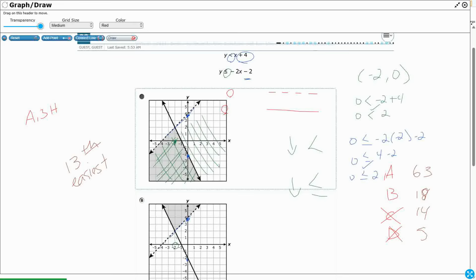I could look by the greater than, less than, or greater than or equal to, less than or equal to inequalities to see whether it can be a solid or dashed line, and then I can identify the correct lines simply by looking at the y-intercept. And so that's not that difficult for our students.